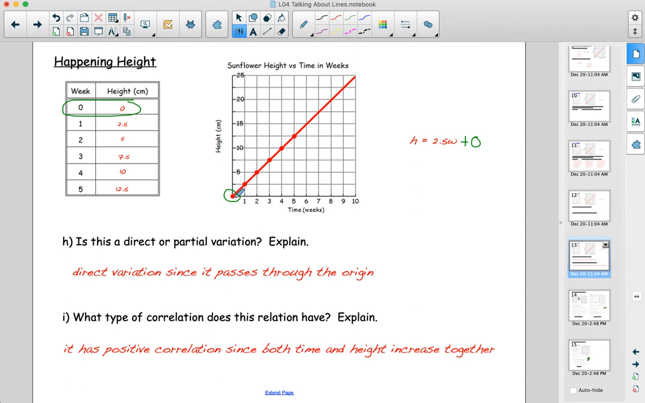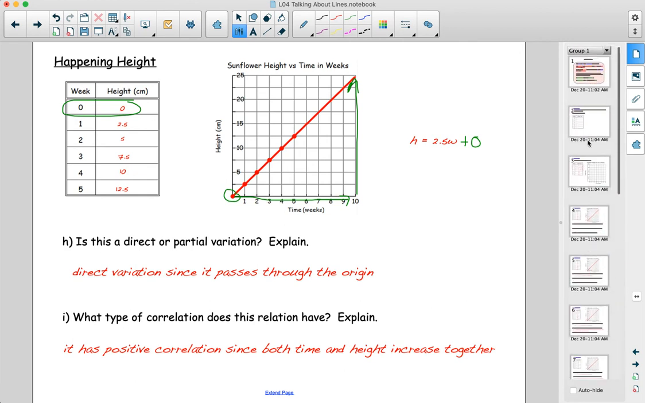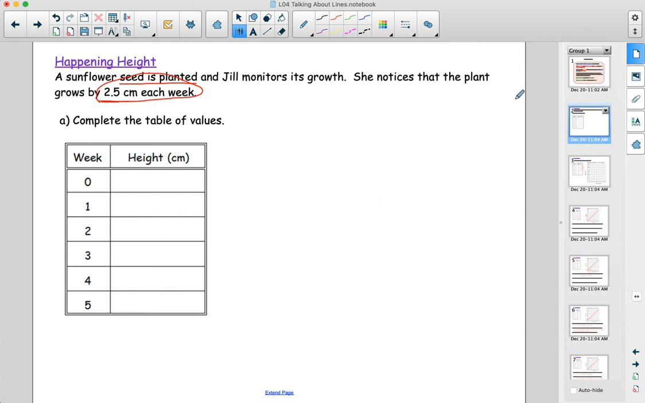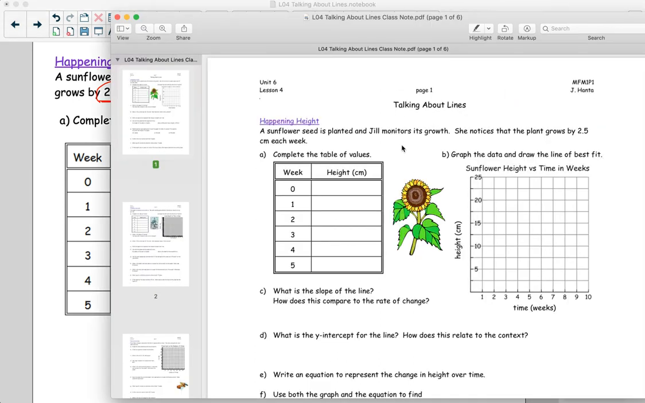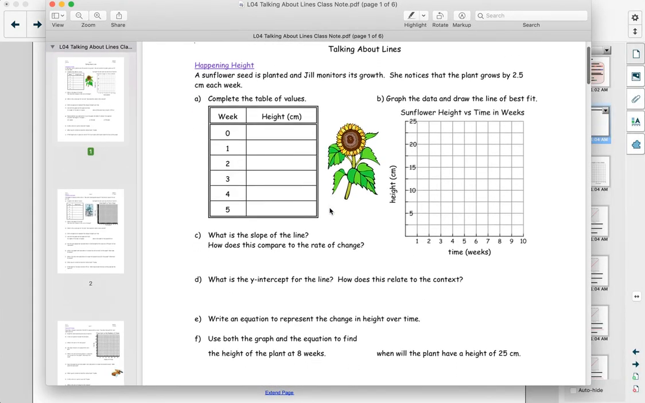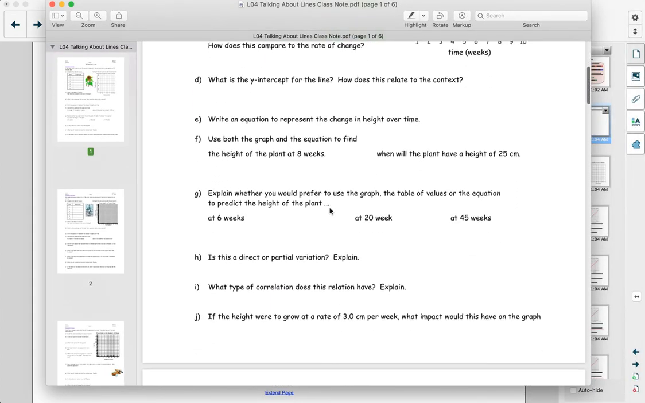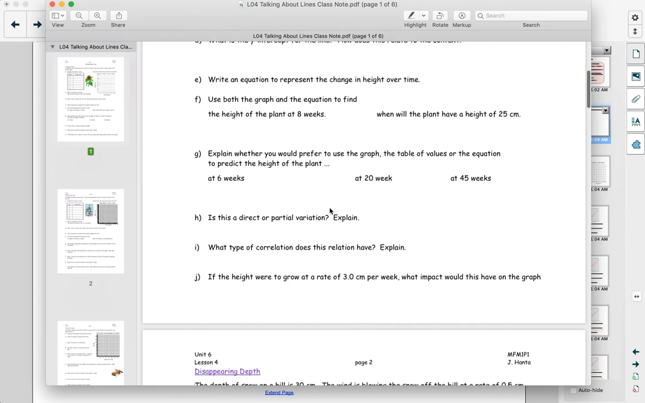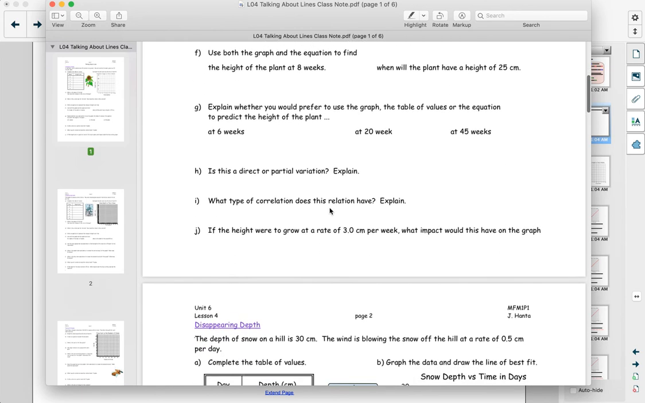It has positive correlation because as time increases, height increases. So I just noted positive correlation since both time and height increase together. All right, so that would be how we would have filled in that very first page. We've answered every single question for happening height. I'm just going to pause for a second. All right, so I just wanted to show you, we filled in and answered all of the questions on this particular page. I guess the only one we didn't answer is this one right here.